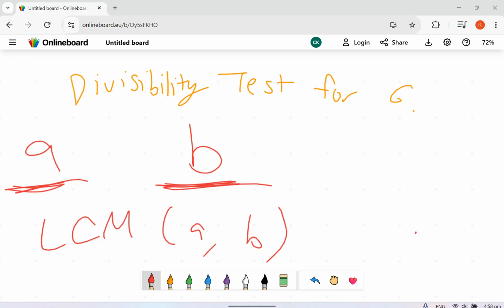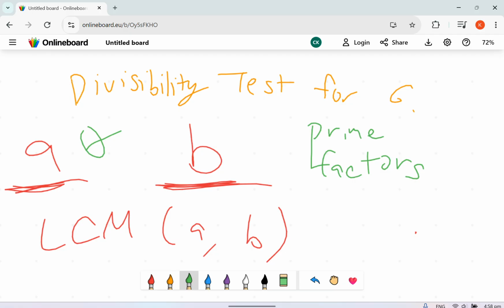Now, A and B, they have certain prime factors, agree? Now, if this number is divisible by A and also divisible by B, that means it can be divisible by all these prime factors, right? That means you can divide by this, all these prime factors, also all these prime factors. And let me ask you a question. Which number has all these prime factors all together? The LCM of A and B.